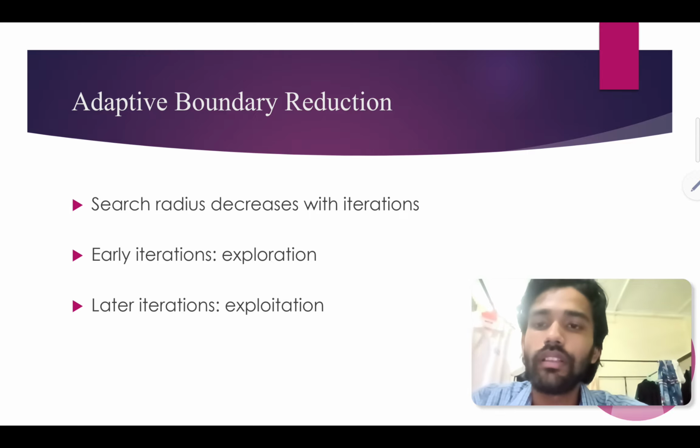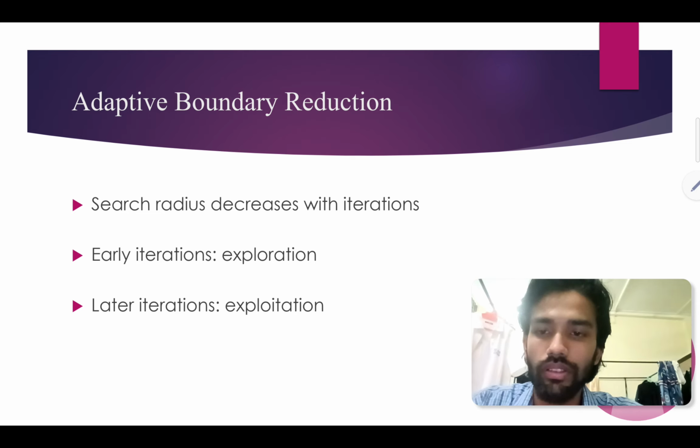Coming to the next slide is adaptive boundary reduction. When an ant falls in, the pit becomes tighter. The ant moves closer to the center. So the search radius decreases with iterations. Early iterations are exploration and later iterations are exploitation. The result is that.